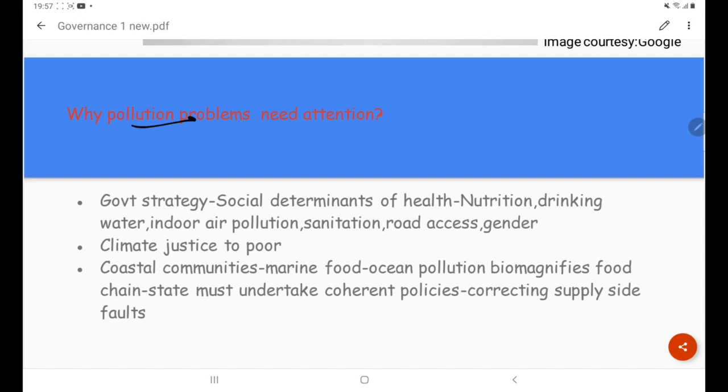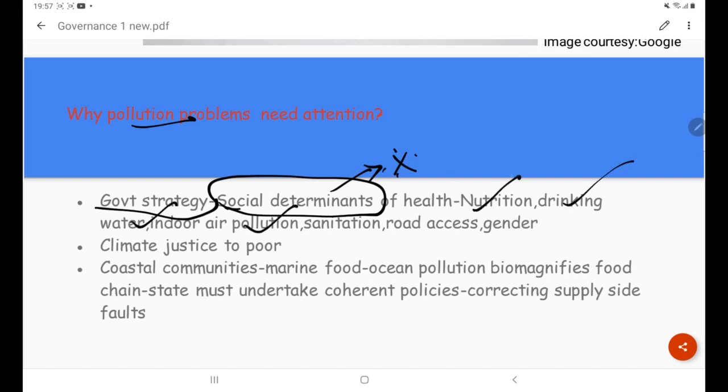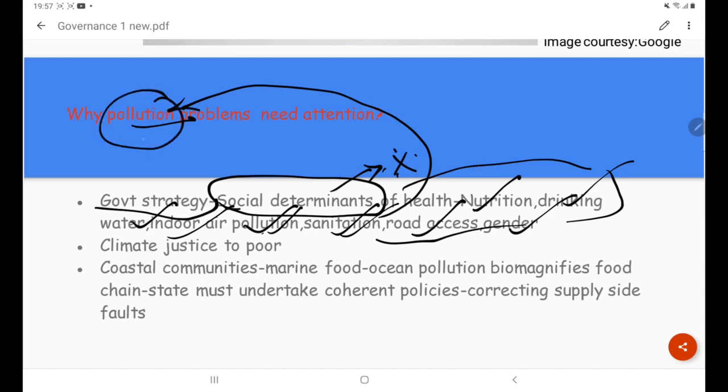Why do pollution problems need attention? Because the government has this strategy of social determinants of health. This term is important and you can use this in your answers. What are the social determinants of health? Health is impacted by nutrition, drinking water, indoor air pollution, sanitation, road access, even gender, etc. So to enhance all these things, pollution, sanitation, indoor air pollution, water, all of this points directly to pollution. So if we fix this issue, then all these issues will be resolved.